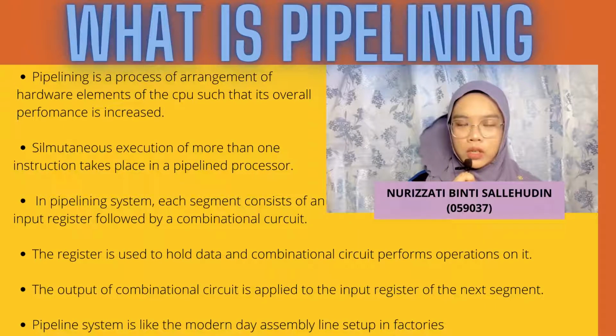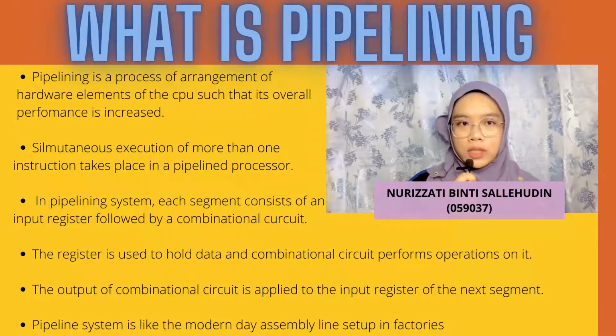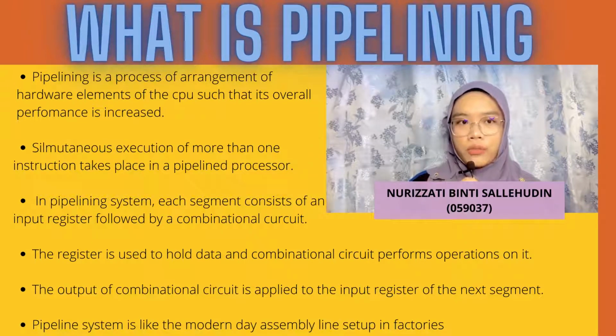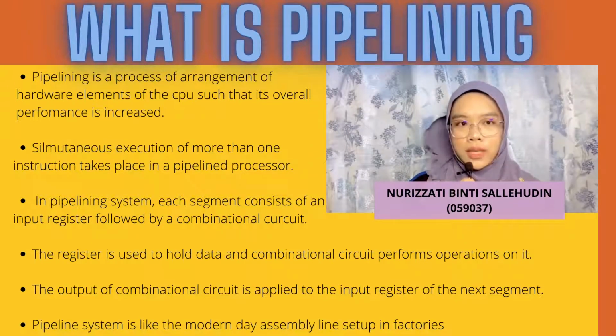Pipelining is a process of arranging hardware elements of the CPU such that its overall performance is increased. Simultaneous execution of more than one instruction takes place in a pipeline processor.